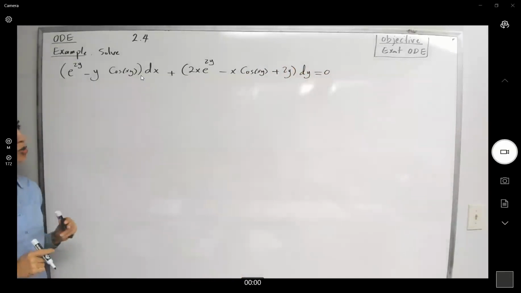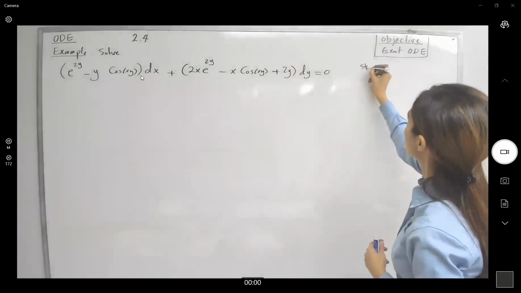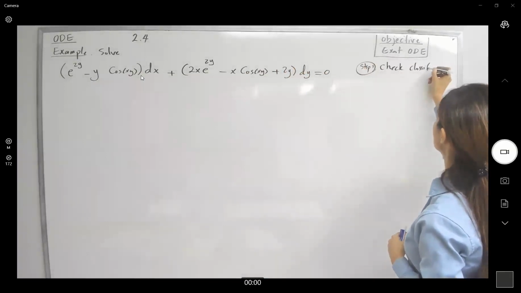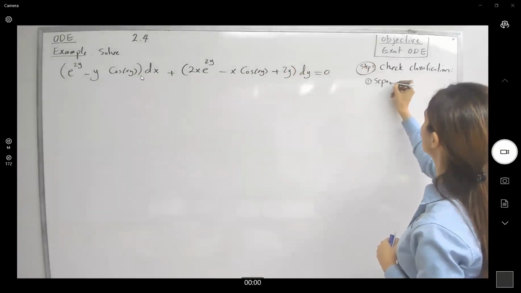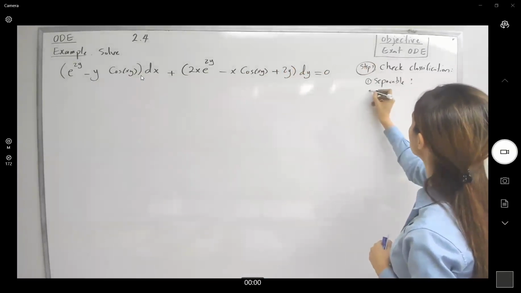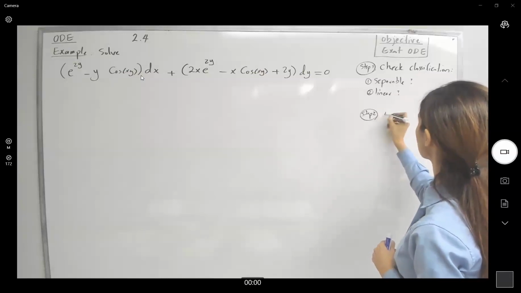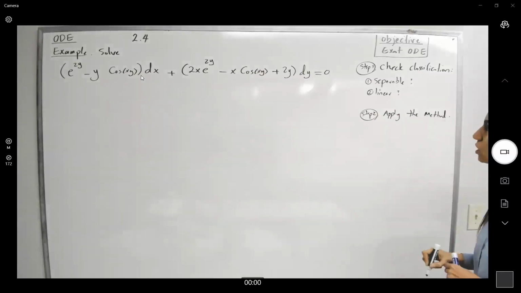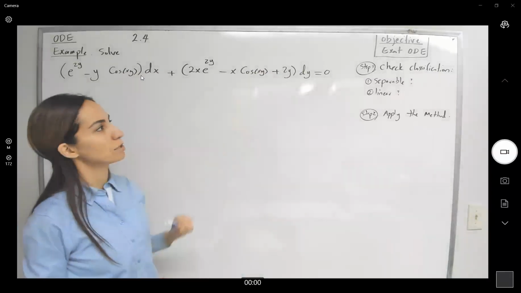Well, so is it separable? Remember that in our steps, step 1, check the classification. Is it separable? Is it linear? And step 2, apply the method. Okay, so is it separable? Can we separate x and y inside the cosine? It seems like we don't have a separable differential equation.